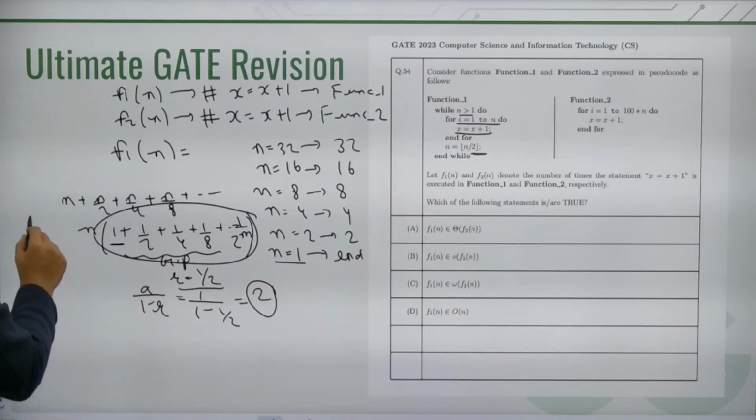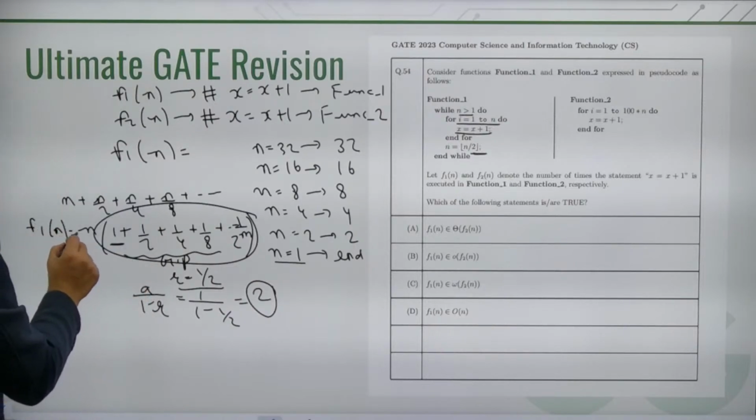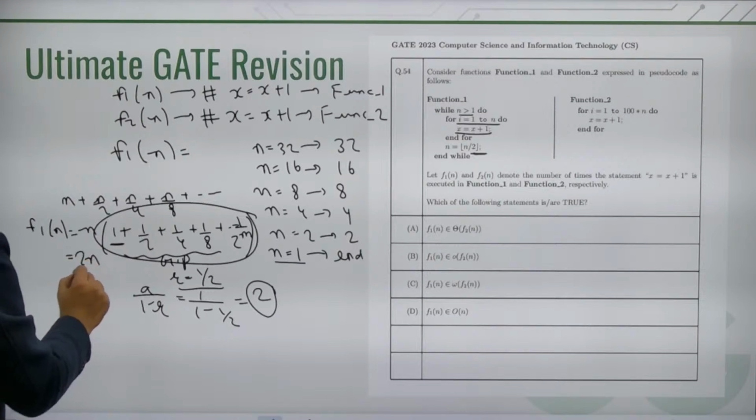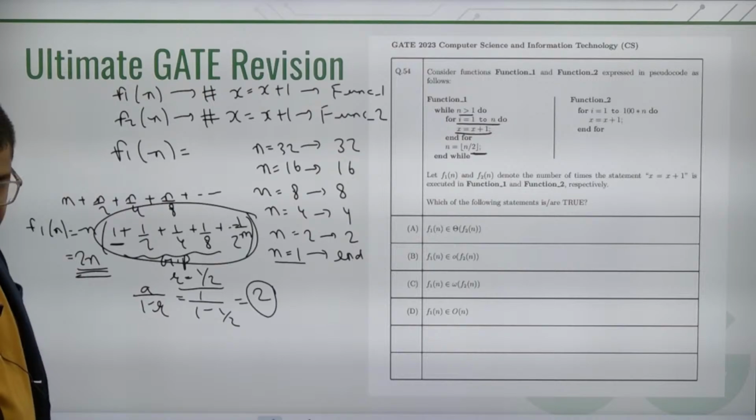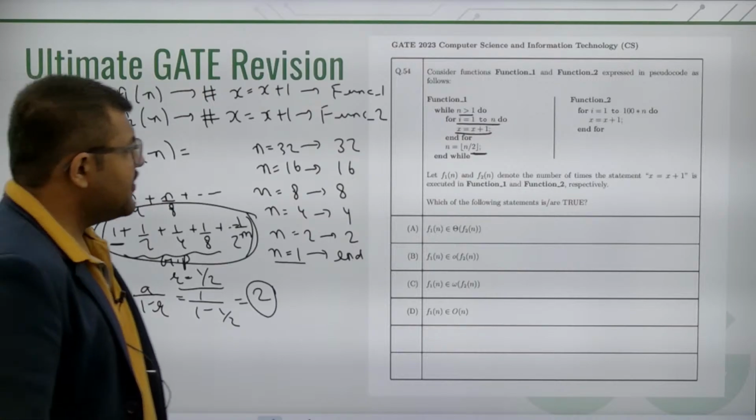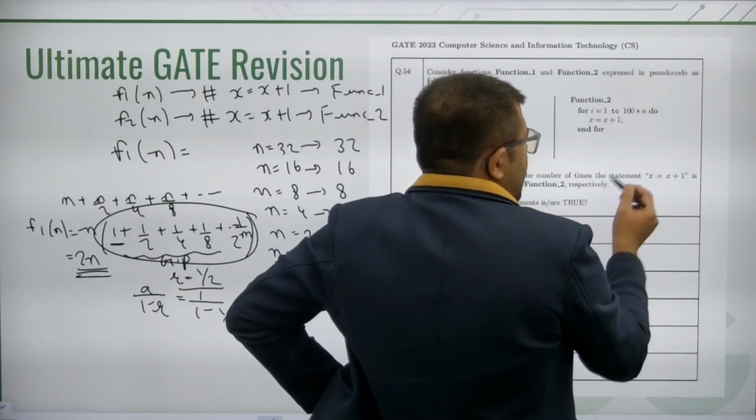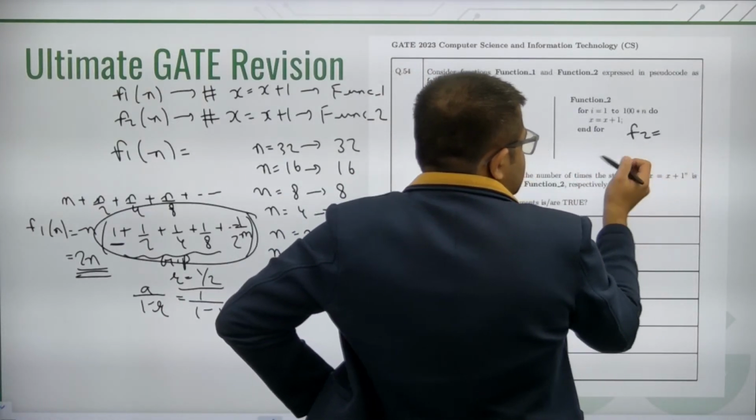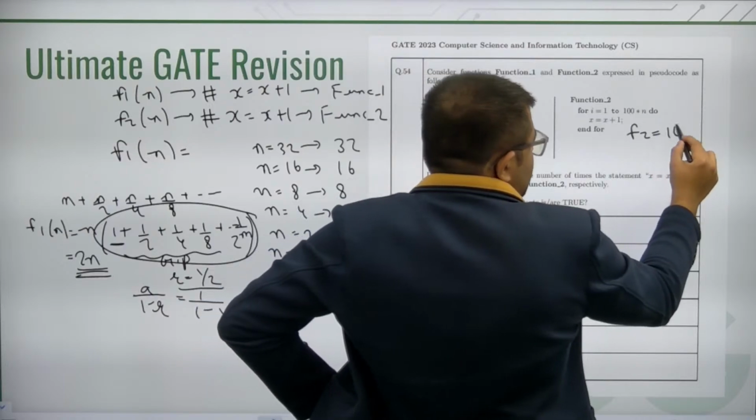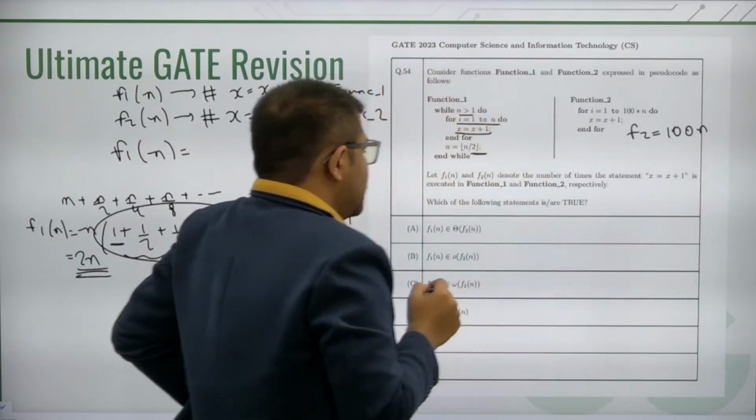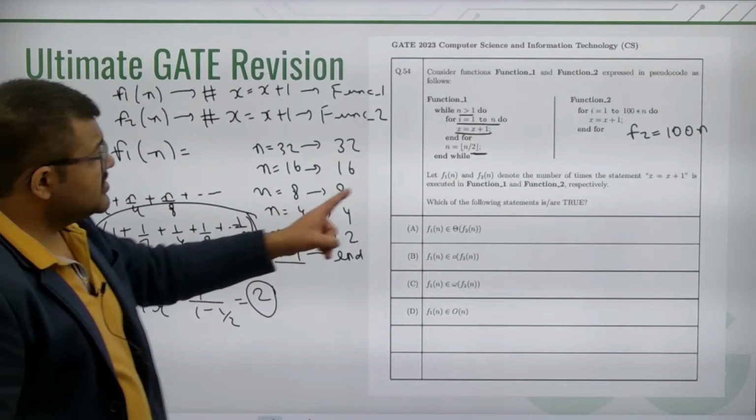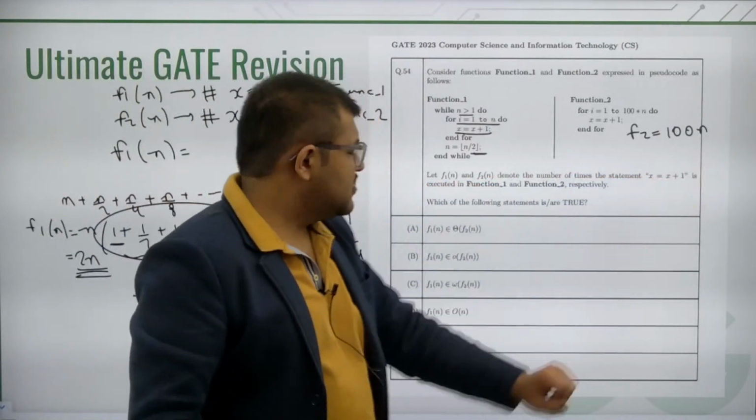So overall the f1 value is what? n into 2, that is 2 into n. So f1 is 2n. Okay, is this clear? Now let's see the f2 value. What is f2? It is simply running from 1 to 100n. So f2 is how many times this statement will be executed? 100n times. Here it is executed 2n times, here it is executed 100n times.